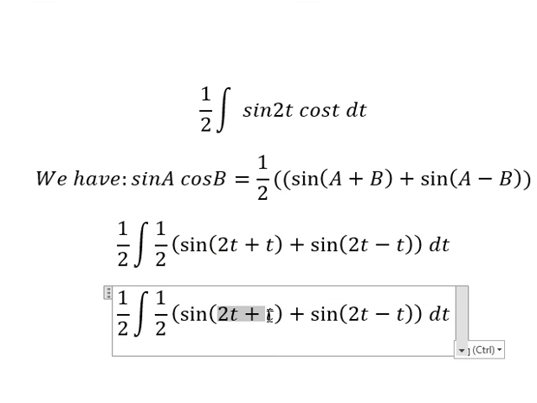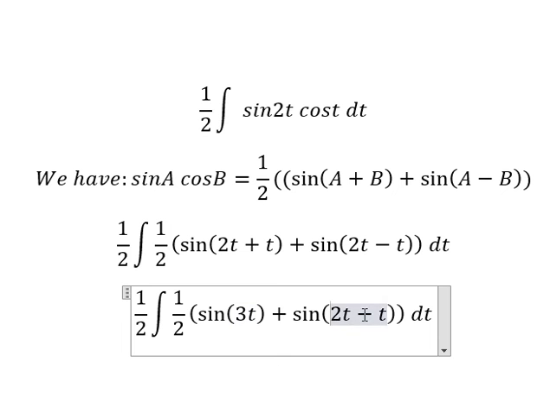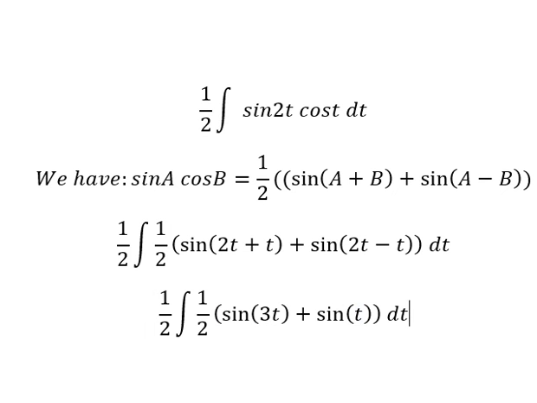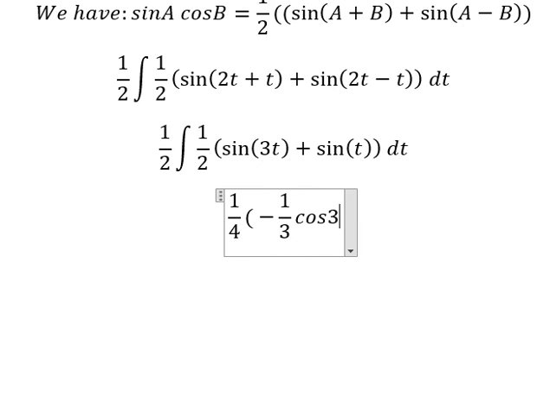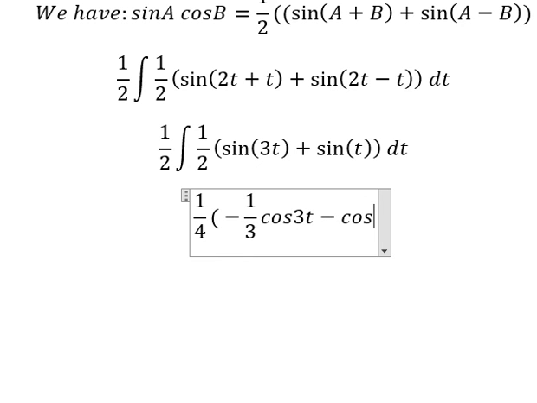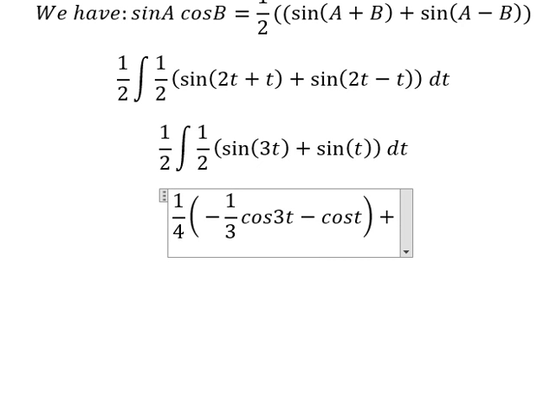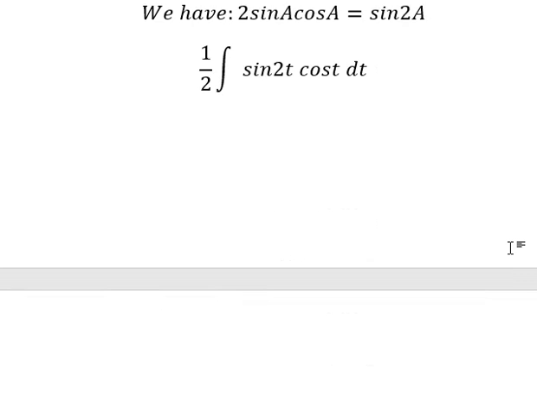This one we have 3t. This one we have t. And now we have the final answer 1 over 2, 1 over 2, we have 1 over 4. The integration of sine 3t, we have negative 1 over 3 cosine 3t. The integration of sine t, we have negative cosine t. And then I will put c.